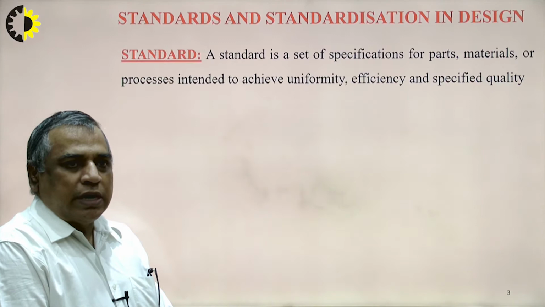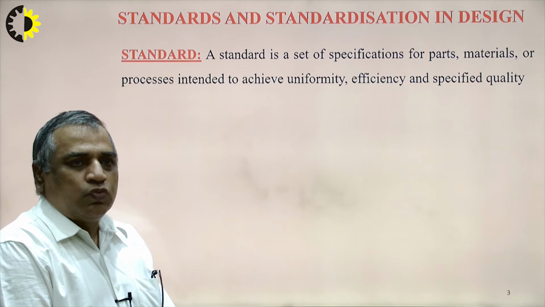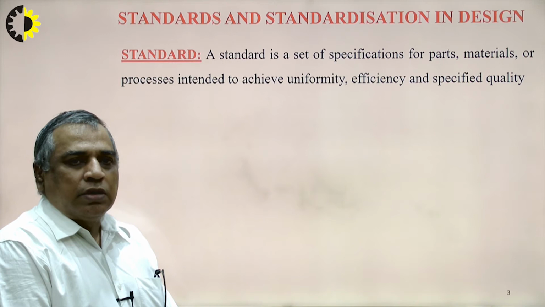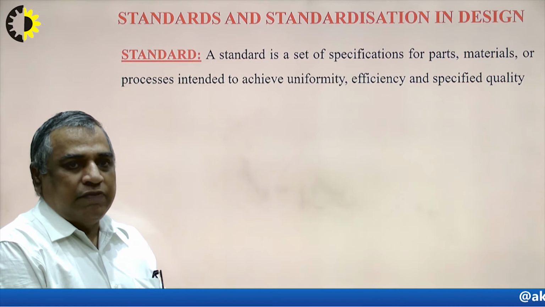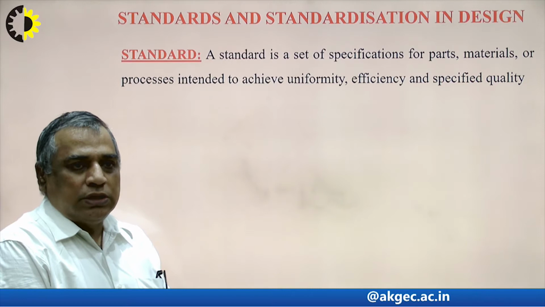So standard is a set of specifications for various parts, as we have discussed, or I have mentioned a bearing in our introduction. So a standard is a set of specifications for parts, materials or processes intended to achieve uniformity, efficiency and a specified quality. So this is a standard where we will get all this information for a particular part.